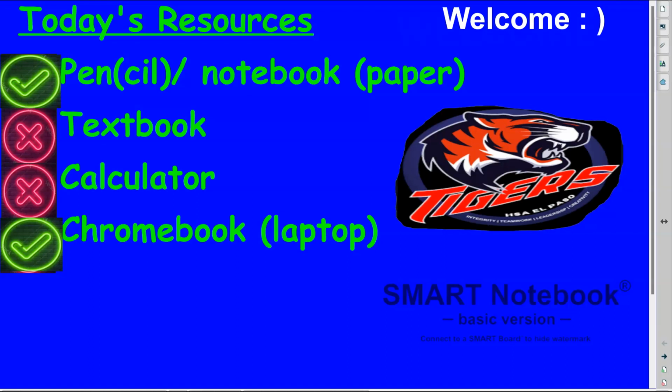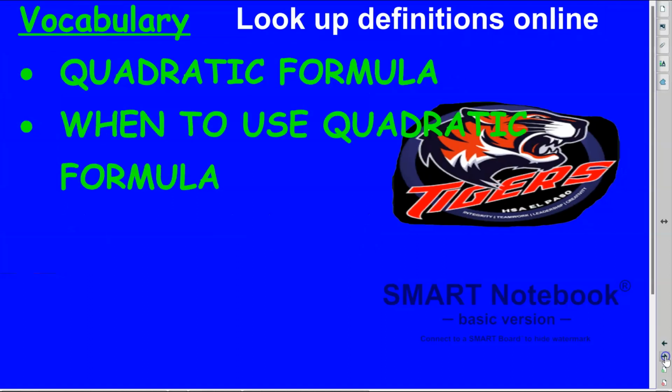Again, all you need is pencil, notebook, Chromebook, and definitely not a calculator, okay? We're working on your computational skills, so cash in, take advantage of that, build your confidence, go slow. It's all gonna work to strengthen your confidence and your skill level, okay?